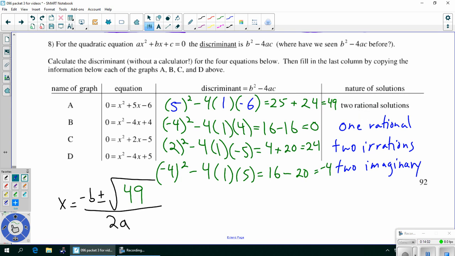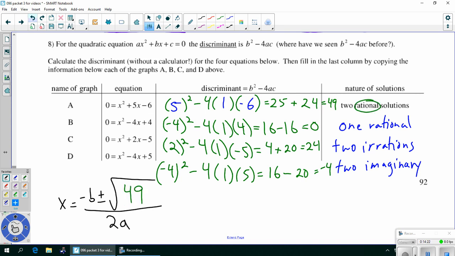Same thing would have been true if, instead of 49 down here, we had like 16, because the square root of 16 is a nice integer number. So really, any perfect square you give me for the discriminant, the conclusion is always the same, 2 rational solutions.